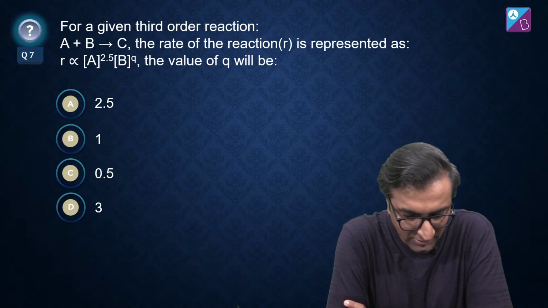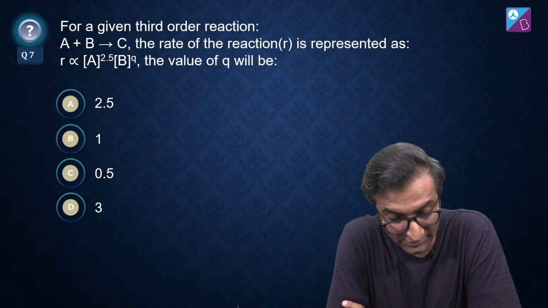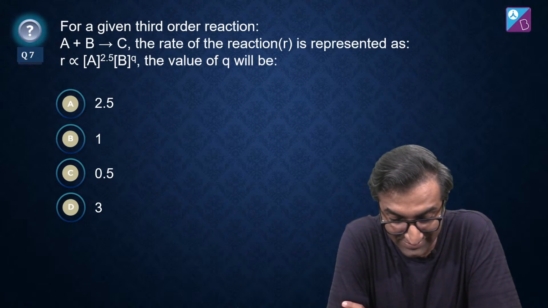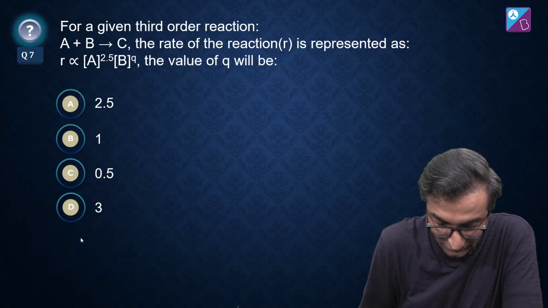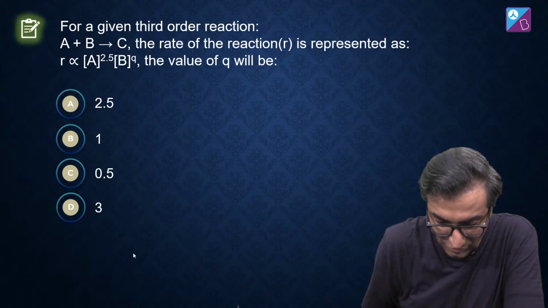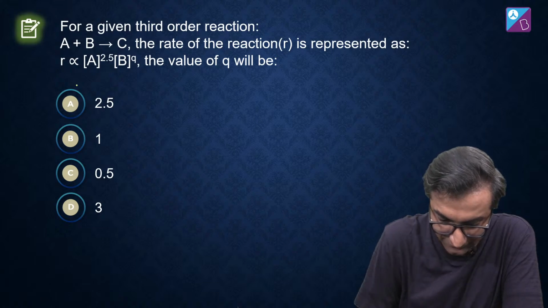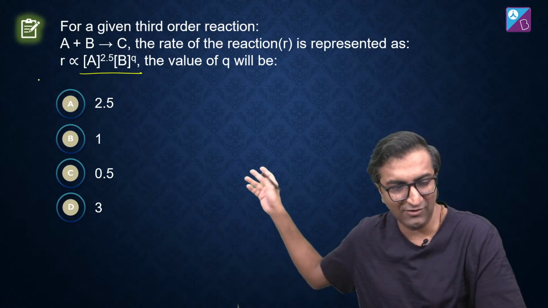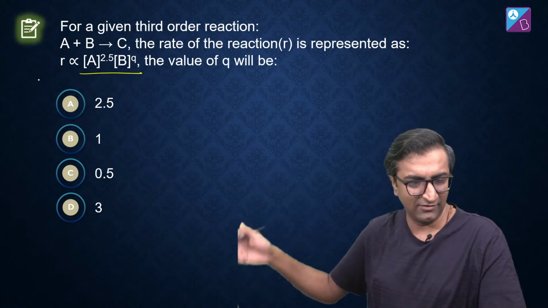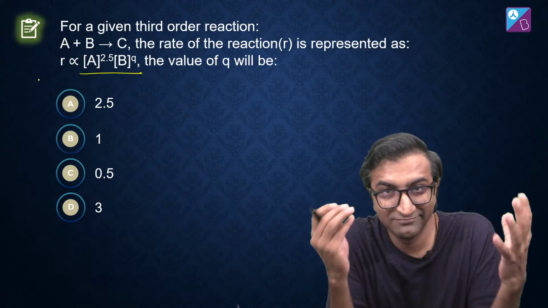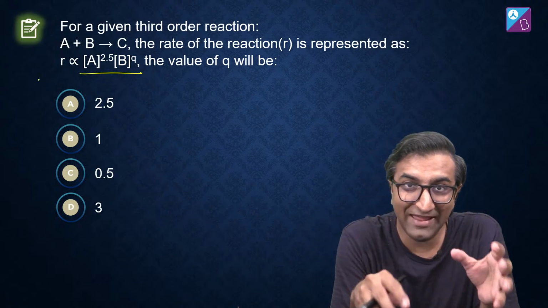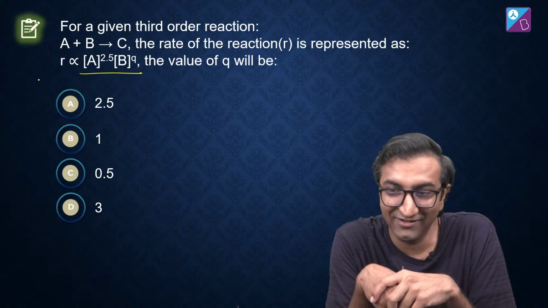Here's a simple question. I've given you a third order reaction. In this, the rate is represented by R proportional to A power 2.5 B power Q. What is the value of Q? Very straightforward question. Can you tell me the answer to this? It's very easy, right? Veena, K के बाद full stop. The effort there is so oozing with effort. And you type K and then you put full stop. I like it.